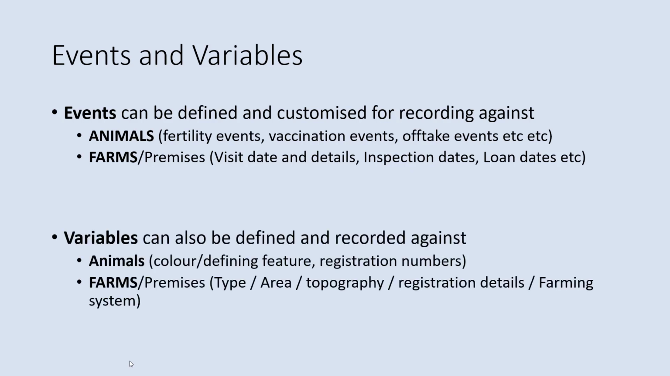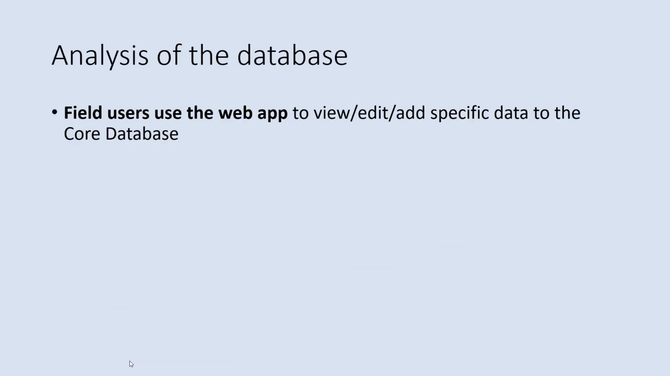We also have variables, which I won't go into in great detail, but these are things that don't change. So for an animal, you might have defining features or registration numbers for something. Against a farm, you could have variables such as what's the topography of the area or the system they're following, and so on and so forth. Again, this all builds up the data that goes into that core database.